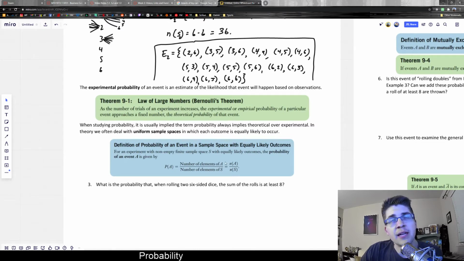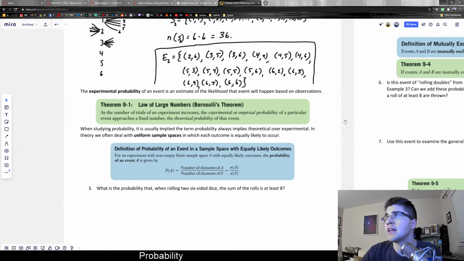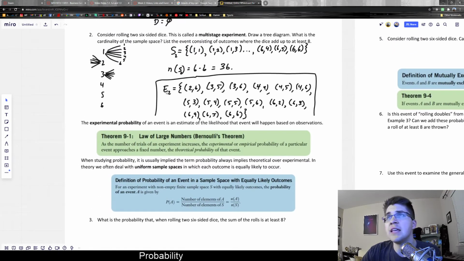Let's look at number 3. It says, what is the probability that when rolling 2 6-sided dice, the sum of the rolls is at least 8? And so let's just say, we already have this event written out from the last video. E sub 2 was our event consisting of rolls that add up to at least 8. And so basically we want to know, what's the probability that would happen given my sample space?